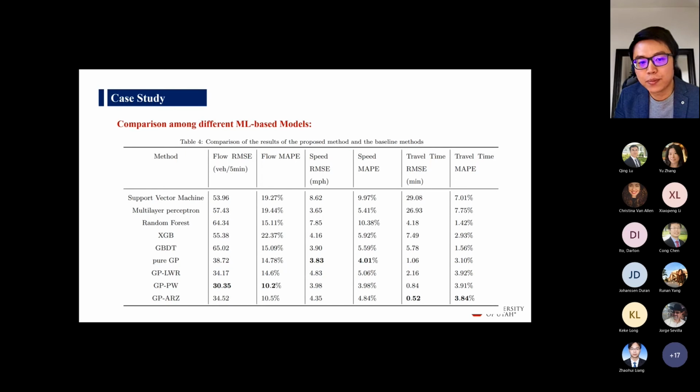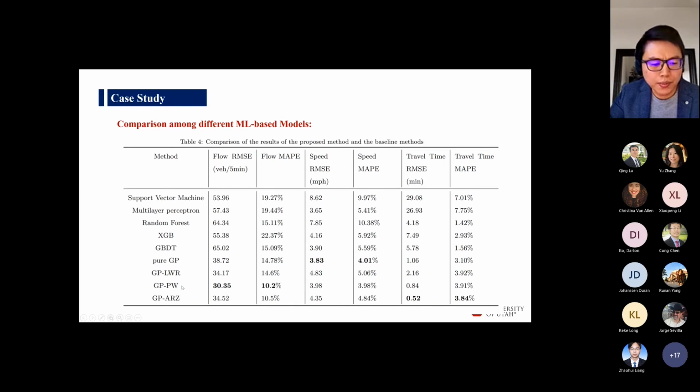Again, this is the comparison among different machine learning based models. Still, the pure Gaussian process can outperform other pure machine learning models. And these three PRGPs, with integration of the LWR, PW, and ARZ, can slightly outperform the pure Gaussian process. In this case, the PW has a better performance compared with the ARZ, but in the previous example, the ARZ had the better performance.